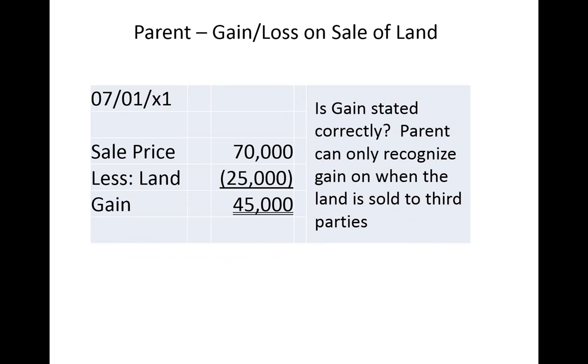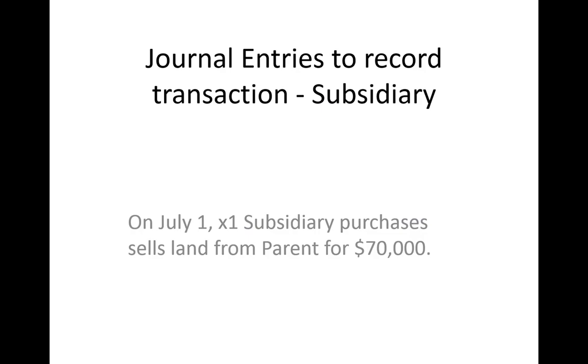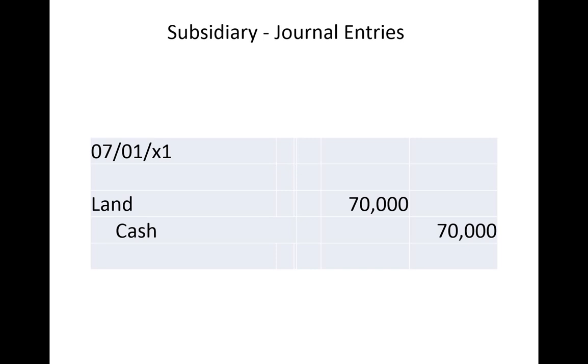What we need to ask ourselves is, is this gain stated correctly? Remember, the parent can only recognize any gain that they have on a related party sale once it is sold to third parties. So we have a general idea that it's not. The subsidiary is going to make the following entry. They're going to debit land for what they paid for it, $70,000, credit cash for $70,000.